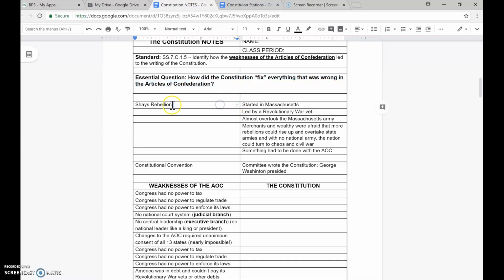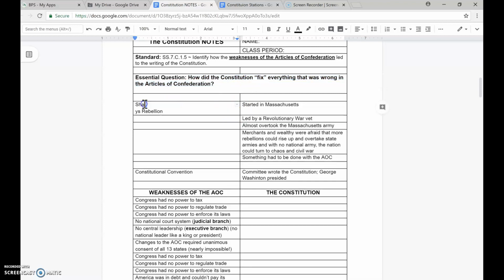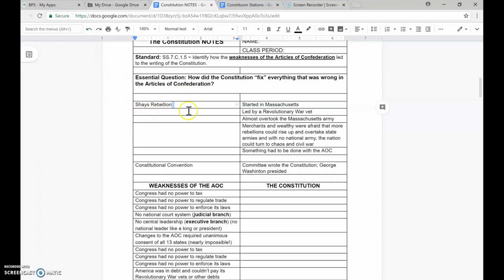Okay, so I'll start with Shays' Rebellion. It was started in Massachusetts. It was led by a Revolutionary veteran. Shays fought in the Revolutionary War, and he was like, I fought a war against the British because they were tyrannical and they taxed me heavily. And now it's been replaced by a government that is taxing me heavily and infringing on my rights. So he's like, what was the point?